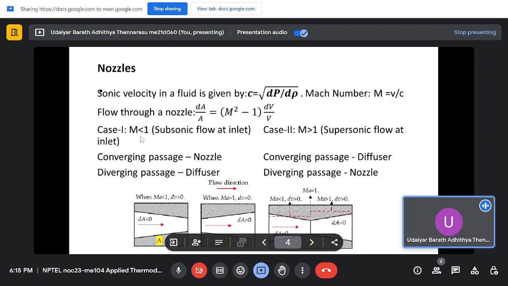Case 1, when Mach number is less than 1, a converging passage will act as a nozzle, but a diverging passage will act as a diffuser, as I explained. And if you have Mach number greater than 1, a converging passage will act as a diffuser, but a diverging passage will act as a nozzle. So what will happen if you have a converging diverging nozzle? At the throat section, where you will have the least area, you will have Mach number 1, and at inlet, if you have subsonic flow, it will reach Mach number 1, and it will become supersonic at the exit.